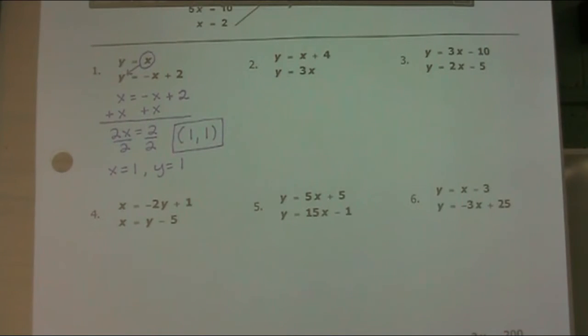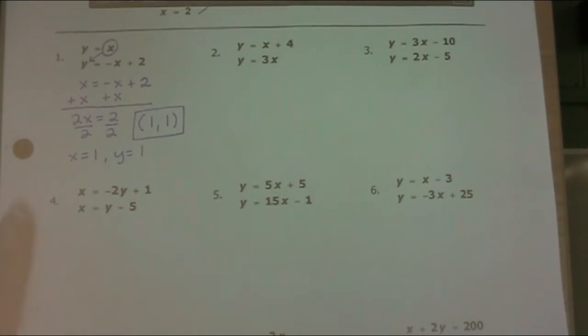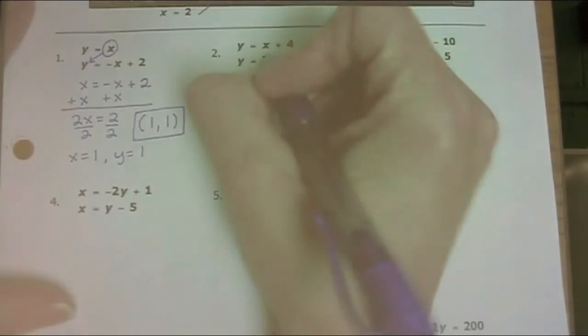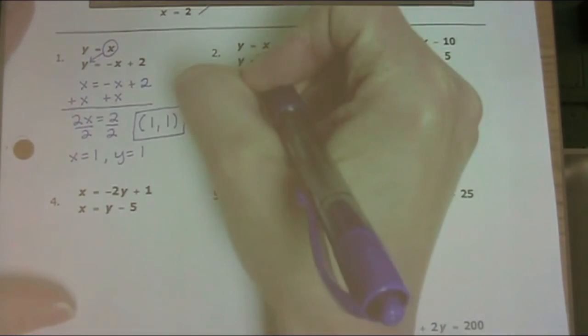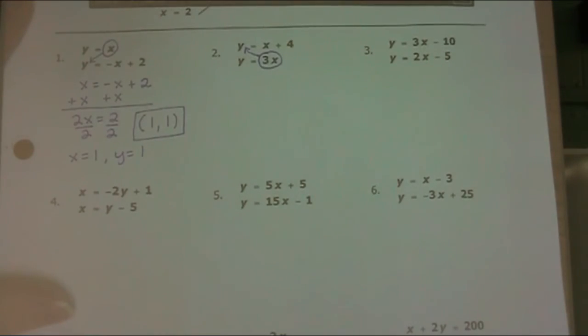All right, let's go to number 2 and do a second example. And again, I have two equations that are y equals. That's fine. I only need one to be that way, but since I have two, I can work with this. What I'm going to do is choose one of them, and it doesn't matter which. For example, let me choose the second one, y equals 3x. Since y equals 3x, I'm going to put 3x in place of y in that first equation.